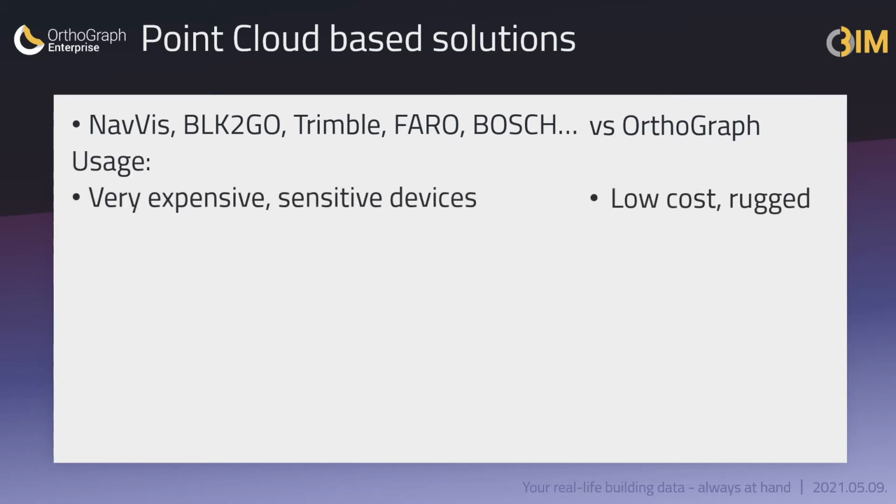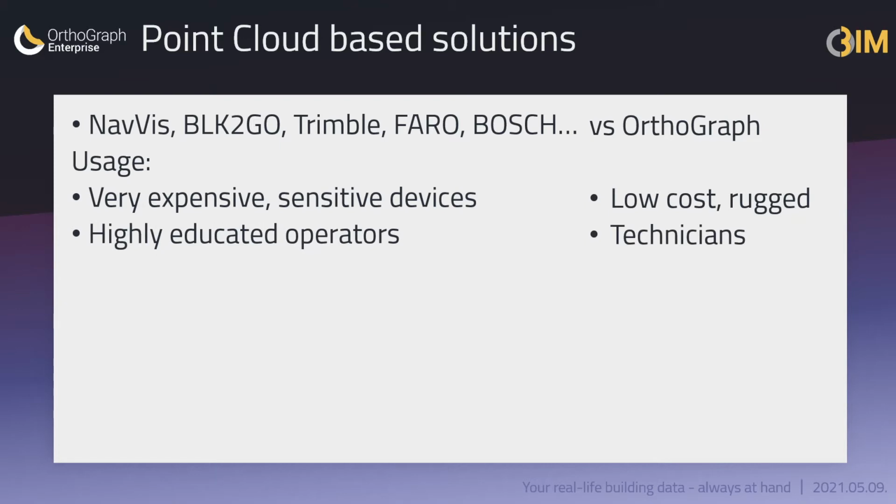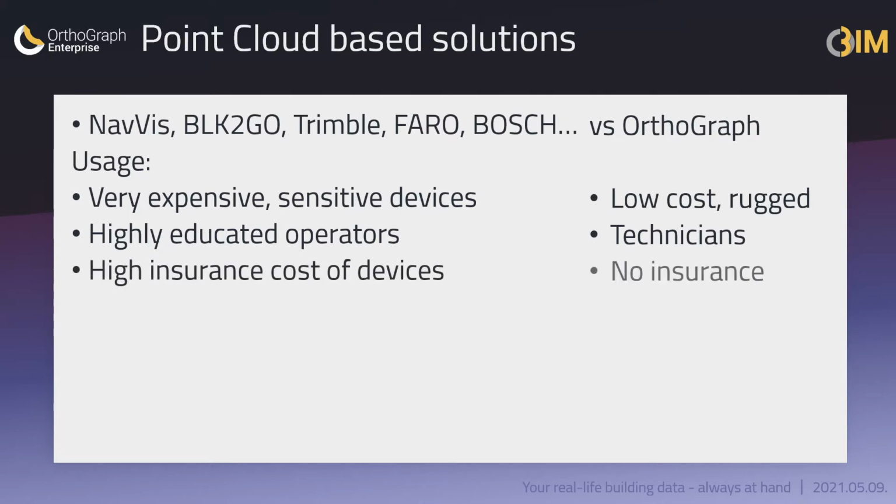First of all, costs. All laser scanners are highly precise, sensitive devices, so they cost tens of thousands of euros. Orthograph uses simple laser distance meters, so it's built on low-cost and rugged tools. This also results in that nobody would give such sensitive laser scanner devices into the hands of an untrained maintenance person or technician. To avoid big losses and to partially finance repair costs if unwanted failure or breaking of these devices happens, it's recommended to have insurance on the laser scanner devices.